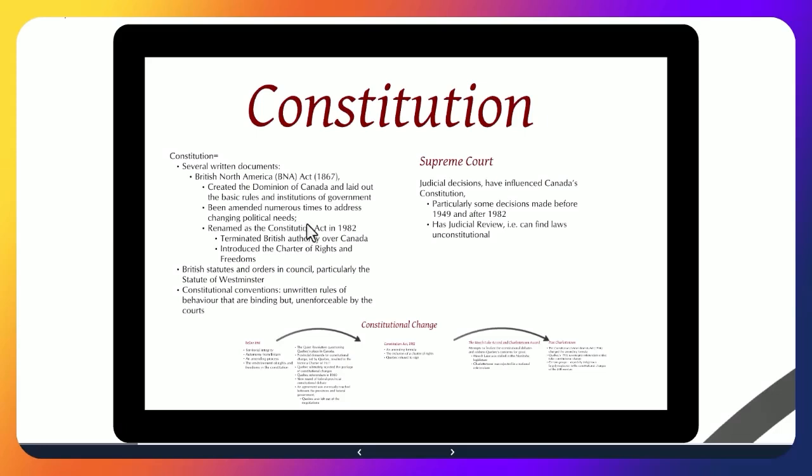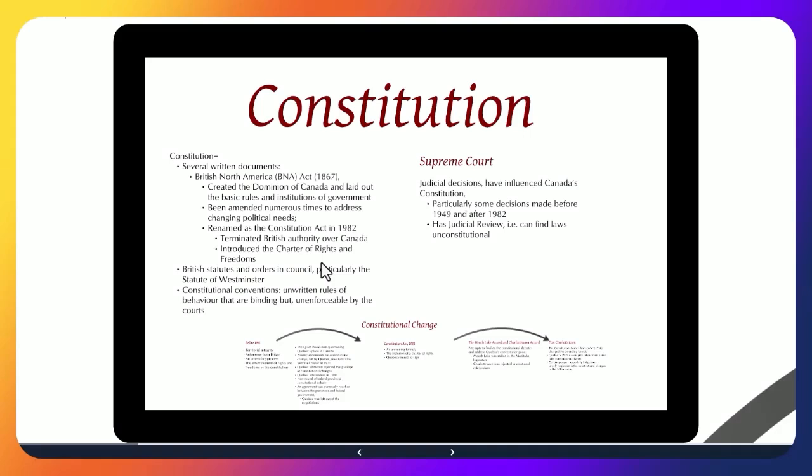And in 1982, it was renamed as the Constitution Act. And that was a landmark moment because it terminated British authority over Canada. And it did so by adding an amendment formula to the Constitution, which allowed the Canadian government, if we think about federal and provincial governments, to amend the constitution of the land without consulting the United Kingdom. Before 1982, any constitutional amendment had to be approved by the British government as well.